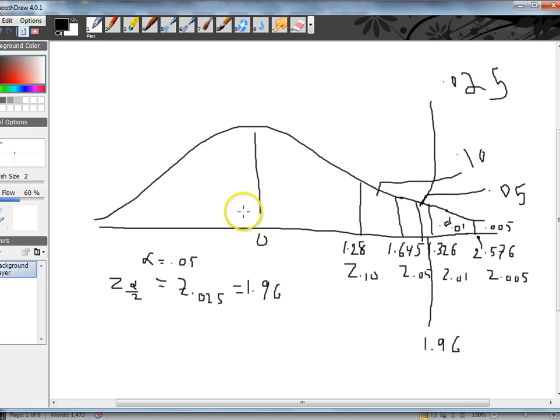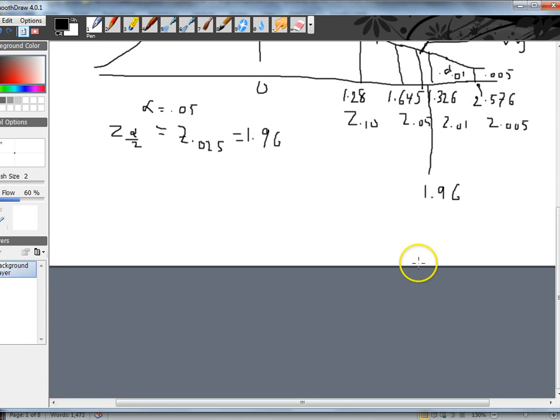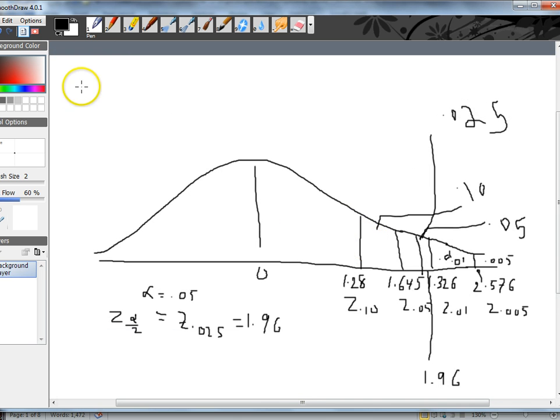Okay, so I'm going to need those values, and a nice summary of these would be to write them this way.